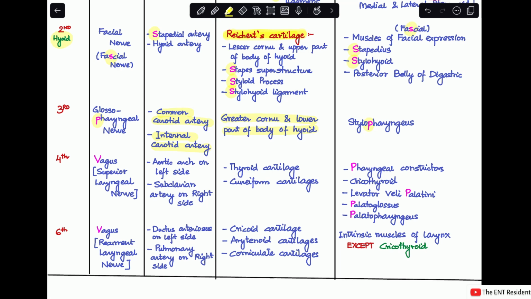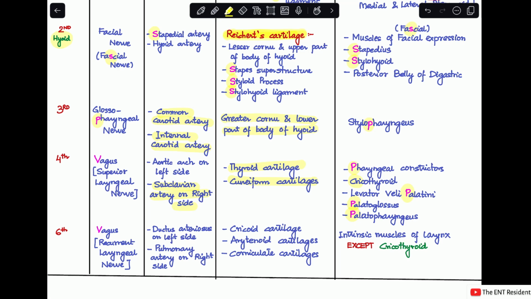Next, we come on to the fourth arch. The fourth arch nerve supply is the superior laryngeal nerve. The fourth and the sixth arch both get their nerve supply from the vagus nerve, but they have different branches supplying it. The fourth arch has the superior laryngeal nerve as its nerve supply. The arteries are the aortic arch on the left side and the subclavian artery on the right side. The skeletal elements formed here are the thyroid cartilage and the cuneiform cartilages. And the muscles are the pharyngeal constrictors, the cricothyroid muscle, levator veli palatini, palatoglossus, and palatopharyngeus.